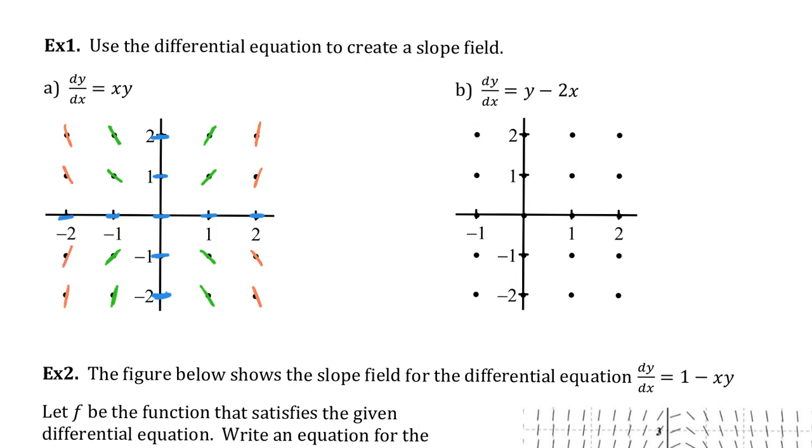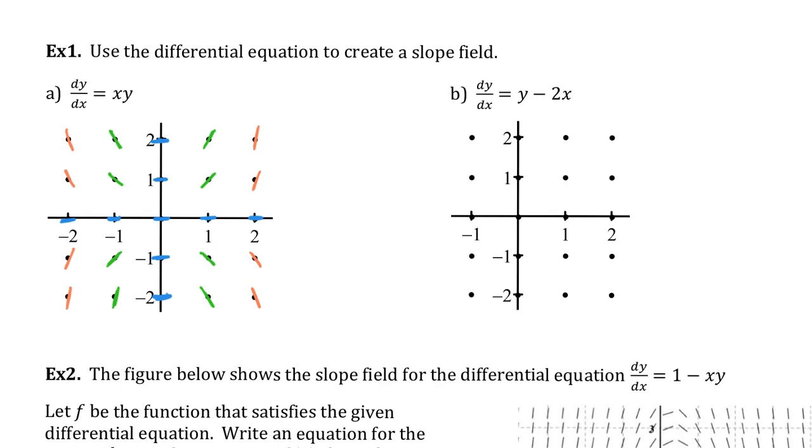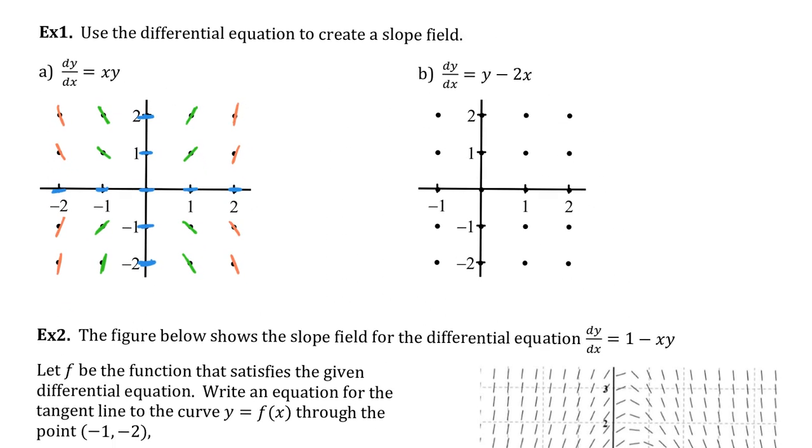Okay, so this is a sketch of the slope field using this differential equation. Let's do one more. For part b, dy/dx equals y minus 2x. This one's a little harder to do in my head. It's not that you have to show work, but you have to do a little more mental math. I'm going to start with (0, 0) because it's easy and I'm lazy. If I start with (0, 0), 0 minus 2 times 0 is 0.